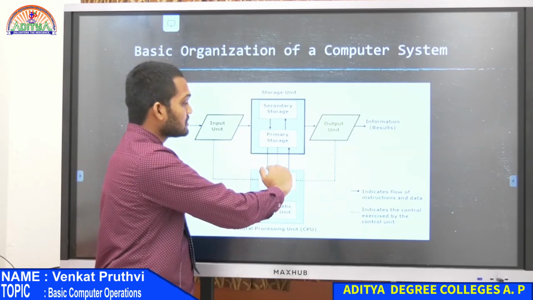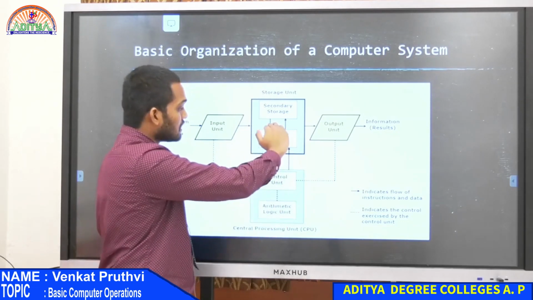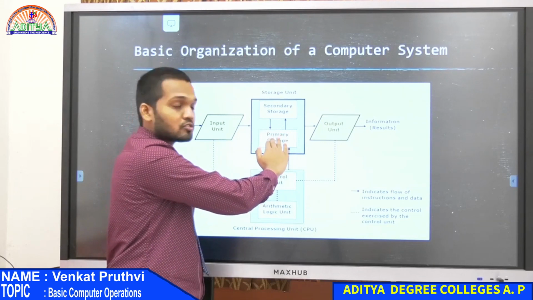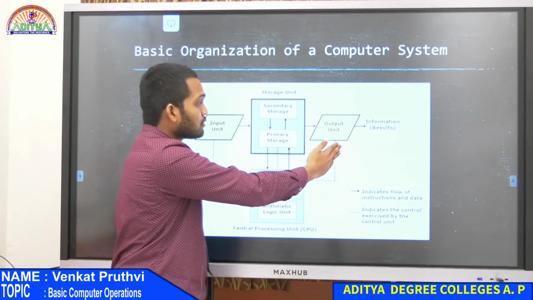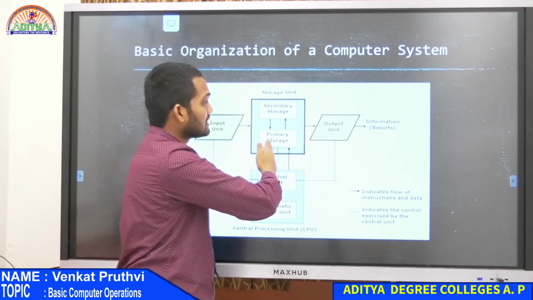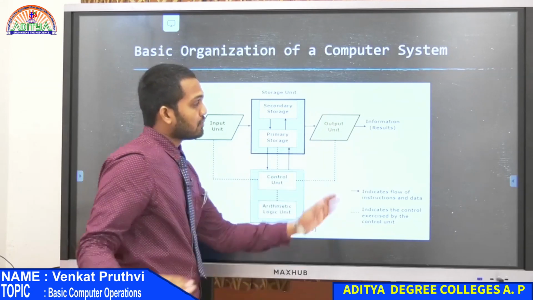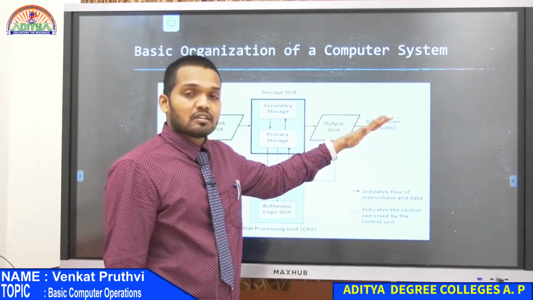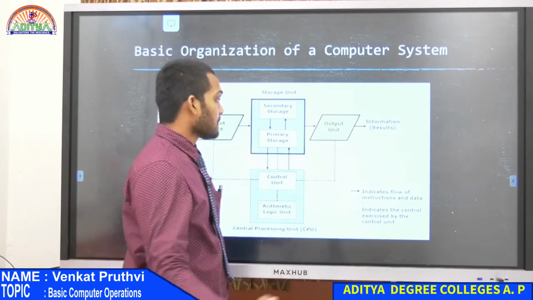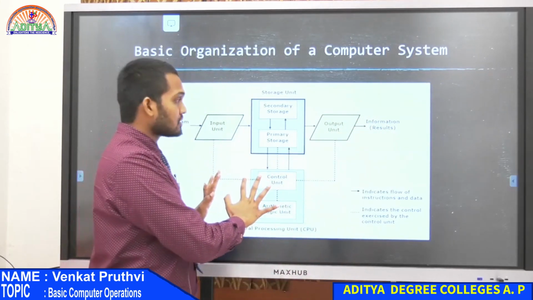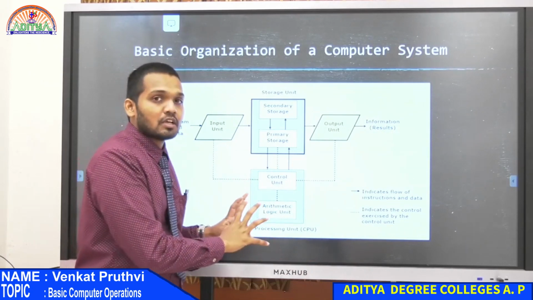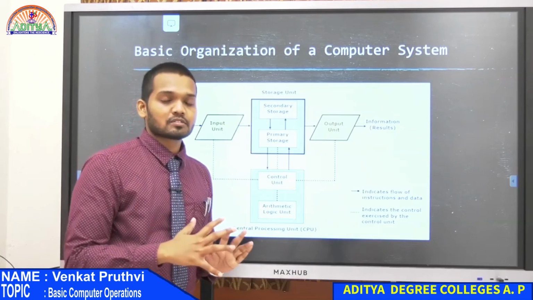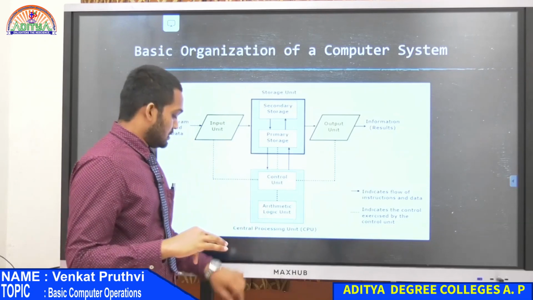Once the process is done, the CPU gives the processed data back to the storage unit, and this storage unit sends the output to the output unit. From the output unit, the user will be able to see the information, and the results are obtained. So try to understand this picture very well, because all the architecture and the design of a computer is based upon it.